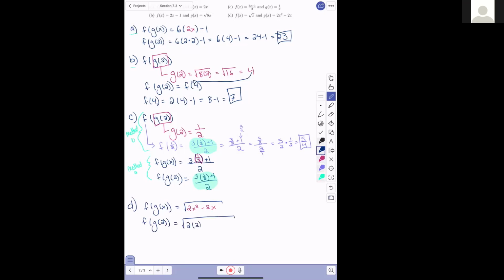times 2 squared minus 2 times 2, which is equal to the square root of 2 times 2 squared is 8. 2 times 2 is 4. 8 minus 4 equals the square root of 8 minus 4 is 4, which is equal to square root of 4 is 2. Any questions on that one?